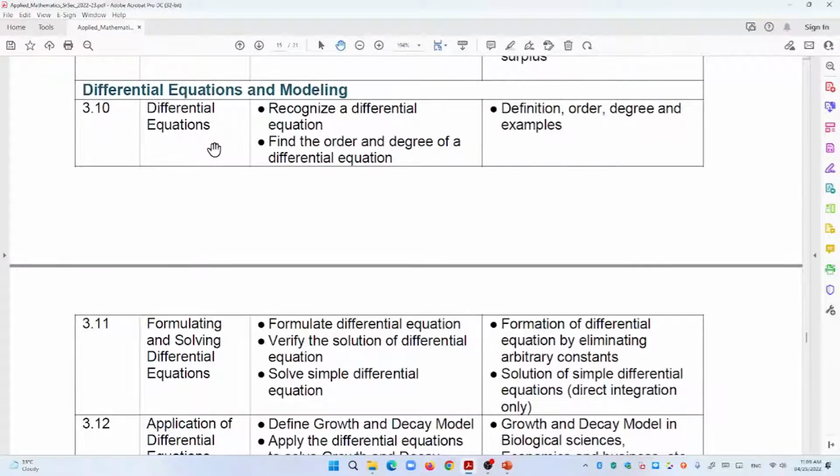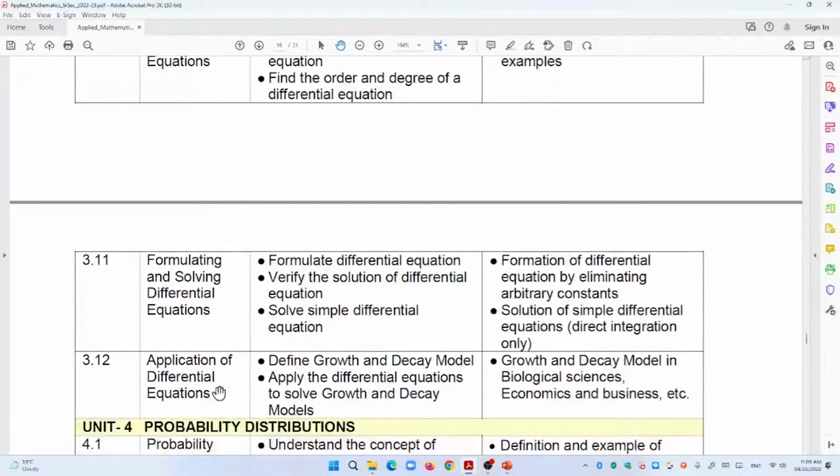Here the first topic is differential equation, where we have to recognize a differential equation, find the order and degree of a differential equation, and then we have formulating and solving differential equations. And finally, application of differential equations in various growth and decay models which are used in biological sciences, economics and business. So these are the various topics in Unit 3 Calculus.